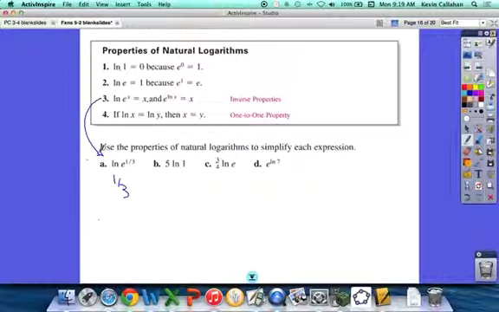Okay, how about 5 times ln of 1? Forget about the 5, right? What's ln of 1? ln of 1 equals 0. So this is going to be 5 times 0, which is 0. That's this property.